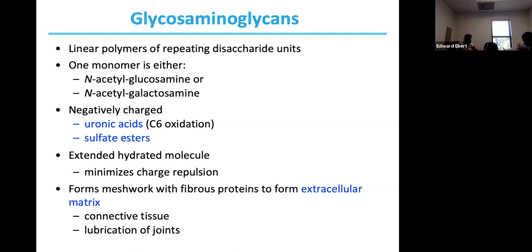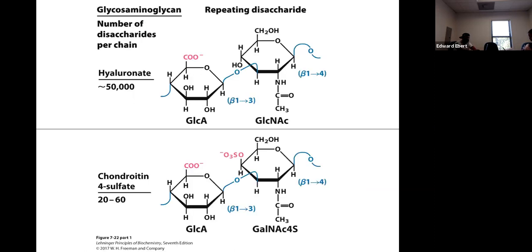So we'll see a lot of these carbohydrates attached to proteins that function in connective tissue or joints. Okay, so if we look at just kind of pictures of these, this would be our N-acetylglucosamine and glucosamine. This stuff we have up there.